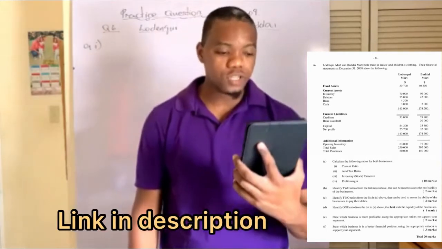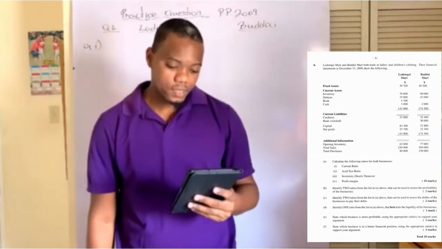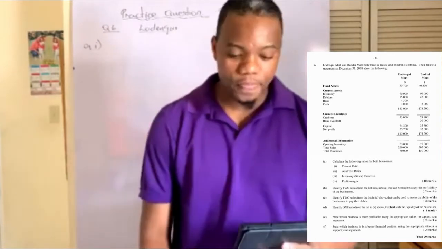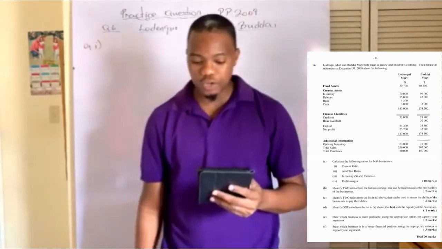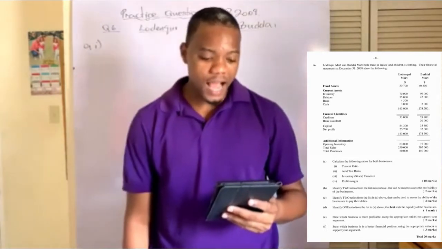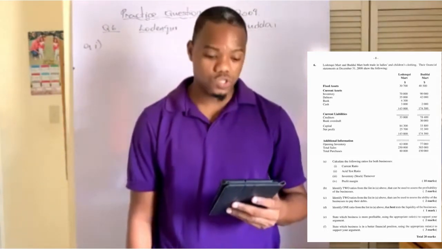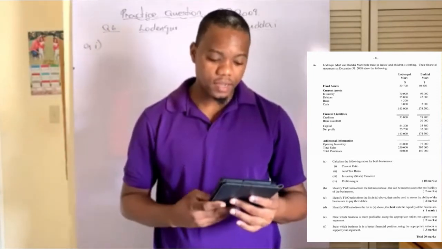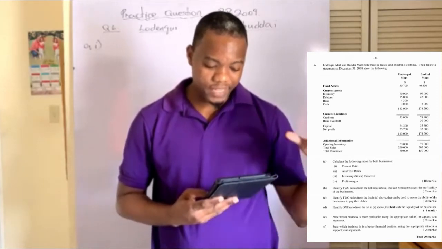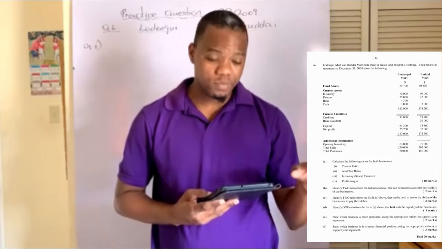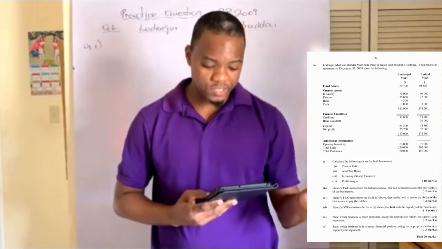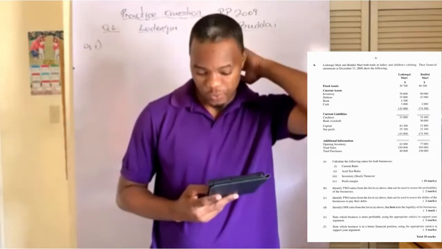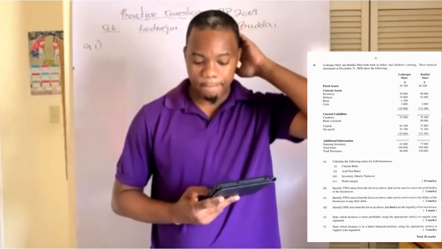All right, so let's look at this question. It says Lodenki Mart and Budai Mart both trade in ladies' and children's clothing. Their financial statements at December 31, 2008 show the following. And so we get their financial statements. It looks like a balance sheet, and they give us some information from the income statement, like opening inventory, sales, purchases. Those would be from the income statement. Then the first task is to calculate the following ratios for both businesses.